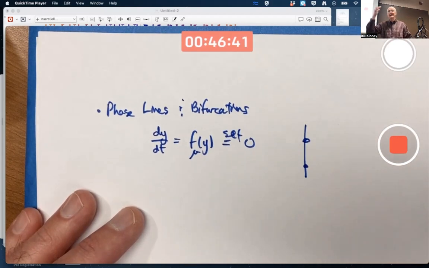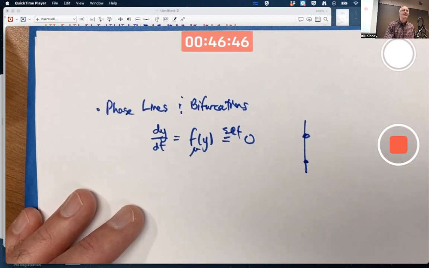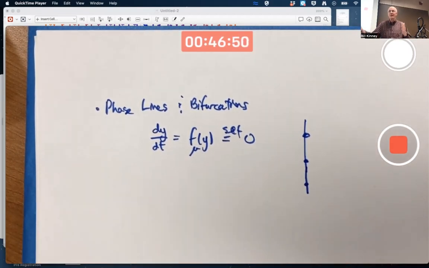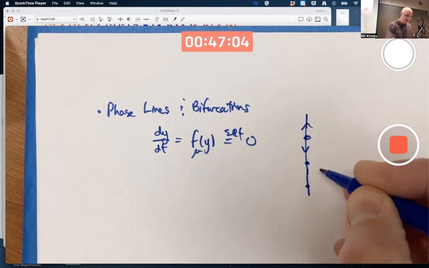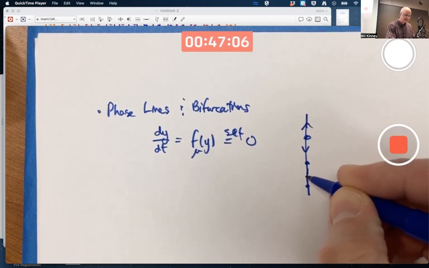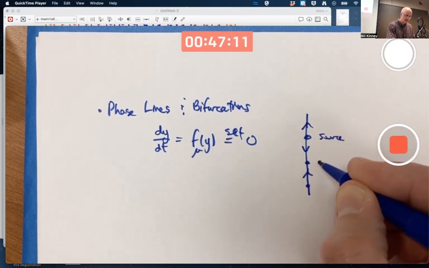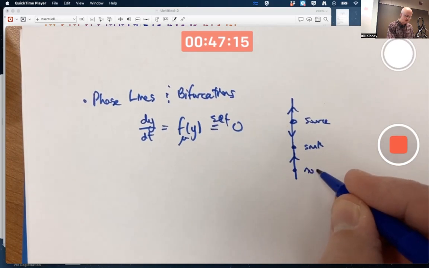But with higher degree examples like cubics that could maybe show up on the take-home, you could have 3 equilibrium points. If it was a quartic, 4th degree, you could have 4. If it was a trig function, you could have infinitely many equilibrium points. Yikes. They all often alternate between sinks and sources. This would be a source. This would be a sink, but they don't have to. This could be a node here.